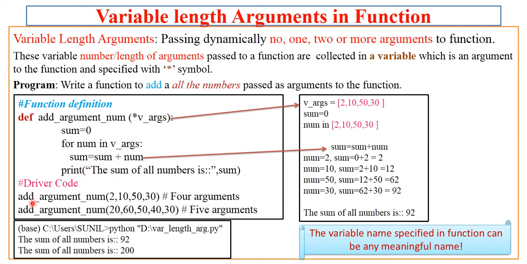Here in driver code, I call this function add_arguments_num by passing 4 arguments. First is 2. I am passing all numeric values as I want to perform addition of the numbers which are passed as arguments. So here I have passed 2, 10, 50, 30. Next, again I call the same function by passing 5 arguments. So here I pass 20, 60, 50, 40, 30. What do I want this function to do? I want this function to add all the arguments, whatever number of arguments I pass to the function.